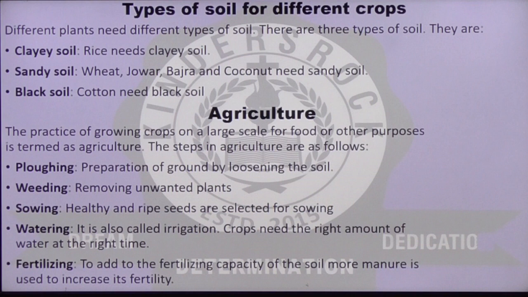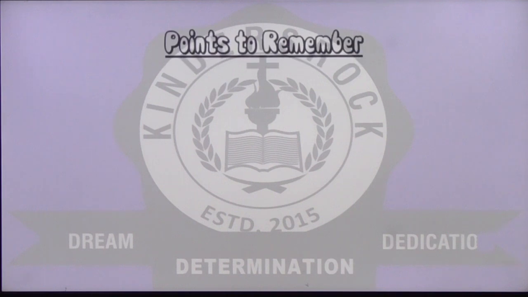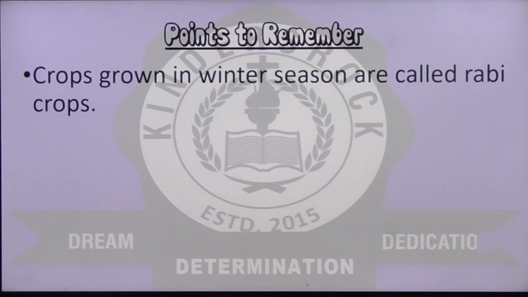Fertilizing, to add to the fertilizing capacity of the soil, more manure is used to increase its fertility. Okay, the soil has a capacity of fertilization, but more manure is added to increase its fertility. Okay, so now let us have some points to remember. What are the points to remember in summary?